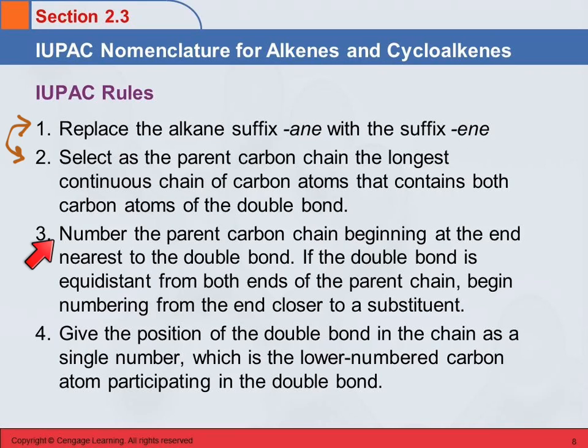You'll number the chain so that you start at the end nearest the double bond. If the double bond is right in the middle and there are some substituents on it, like a methyl group or something like that, then you're going to start from the end closest to the substituent. You'll give the position of the double bond as a single number. The double bond is between two carbons, so each of them is going to have a number. You're going to use the lower number.